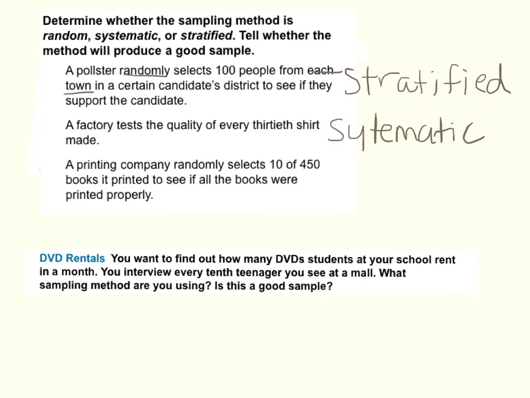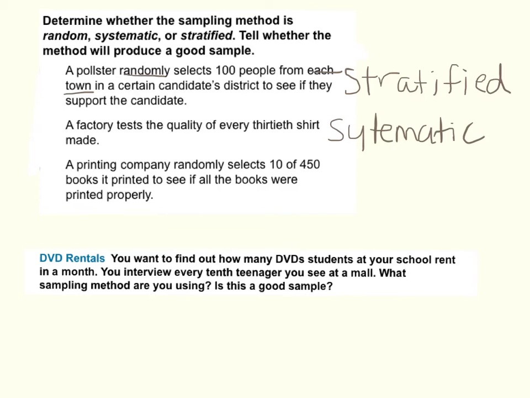And for the first one we did there, stratified sampling for selecting 100 people from each town is probably a good method of sampling because most likely the 100 voters that you select are going to be registered, so it's going to be a good sample.